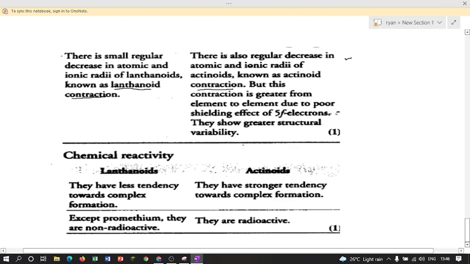The next is the chemical reactivity of the lanthanoids and the actinoids. The first one: lanthanoids have less tendency towards complex formation. Actinoids have strong tendency towards complex formation. Second one: except promethium, lanthanoids are non-radioactive. Actinides are radioactive.